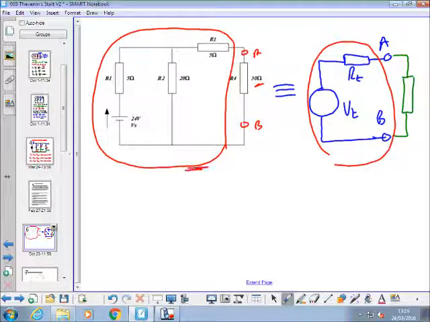Yeah, so we do the detailed analysis once, simplify the circuit into one source and one resistor, and then we can plug all our different loads on and analyse what happens with each load. Okay?